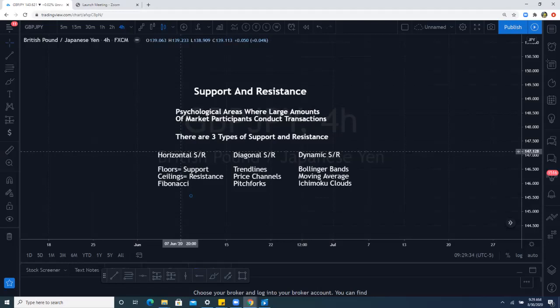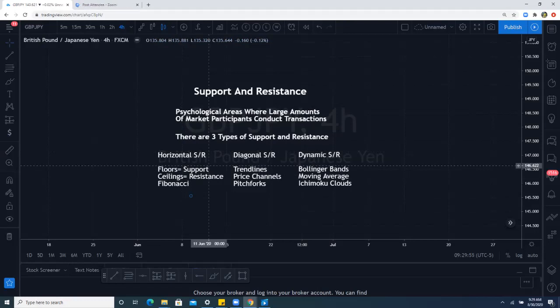Support is going to be like your floors. So horizontal support and resistance. Your floors are support because you're going to be standing on it. If you fall down from one level of a building and go into the next level, you're going to fall down on the floor. Resistance is going to be like ceilings.